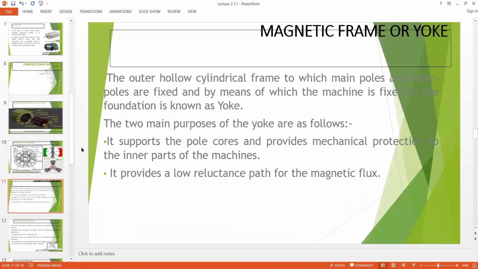So as I already told you, a magnetic frame or a yoke is the outer part of a machine, and it supports the pole cores, provides mechanical protection to the inner parts of the machine, and provides low reluctance. So there are two different purposes of your magnetic frame or yoke. The first is basically providing a low reluctance path, and the second is providing mechanical protection.